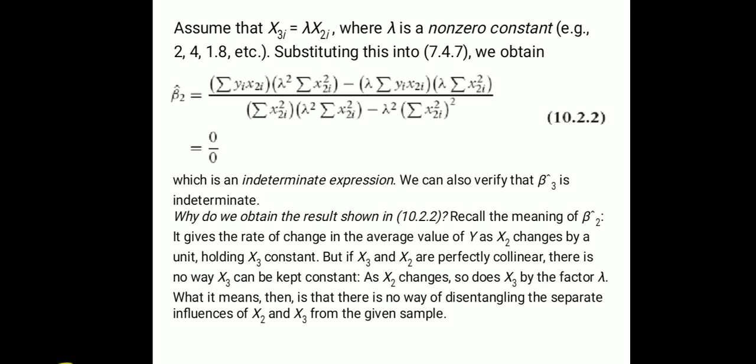What it means is that there is no way of disentangling the separate influences of x2 and x3 from the given data. So it means you can't separate, that is the meaning. You can't separate the influences of these two factors, the independent variables, on the dependent variable. Next.